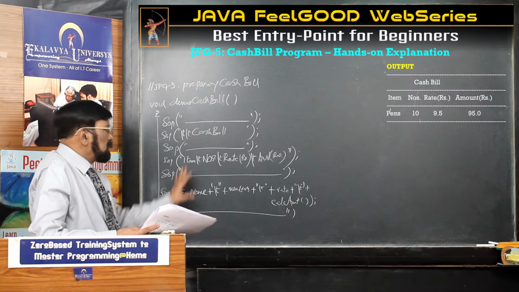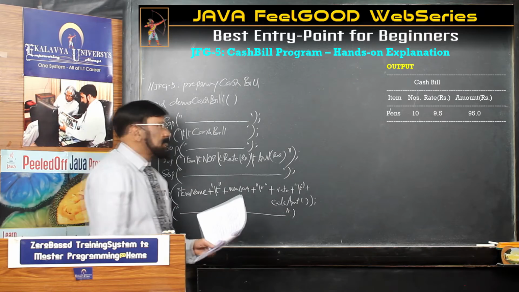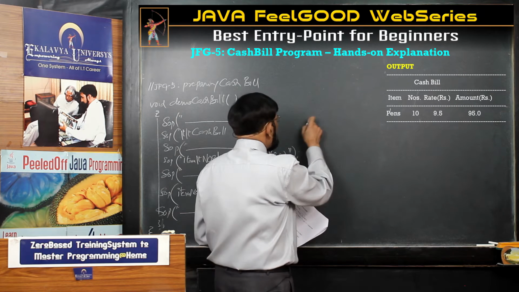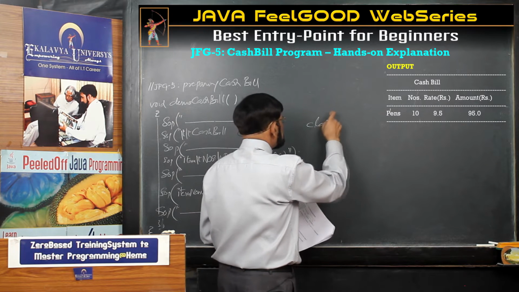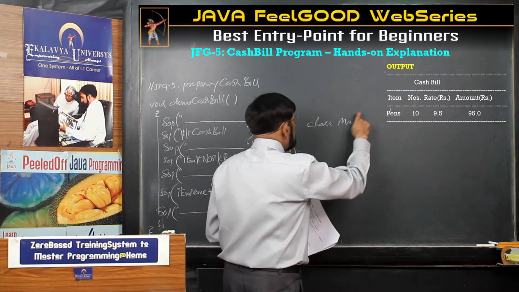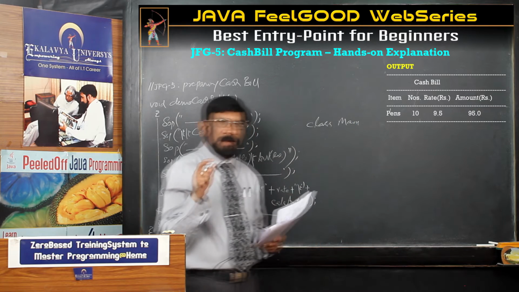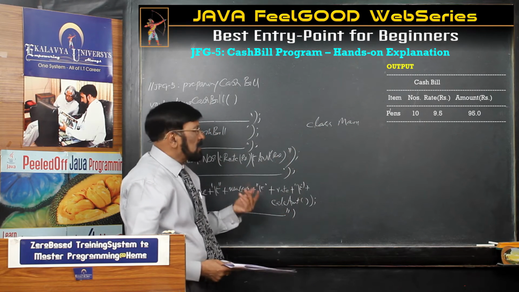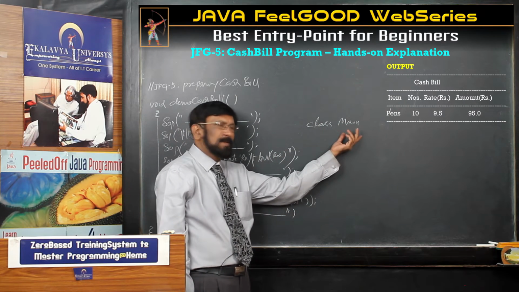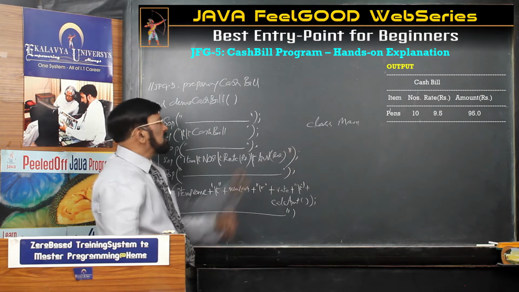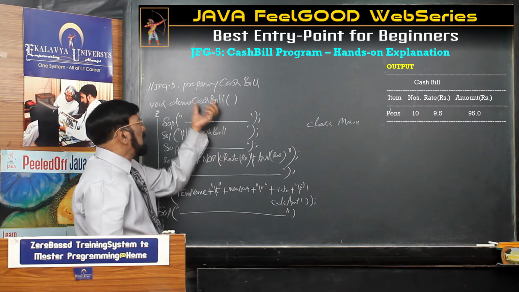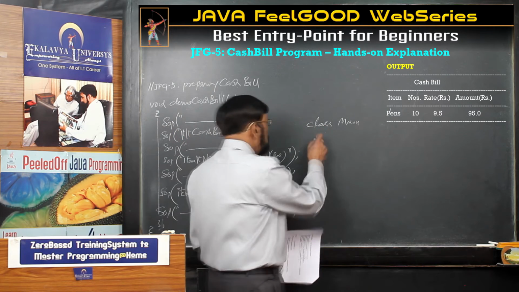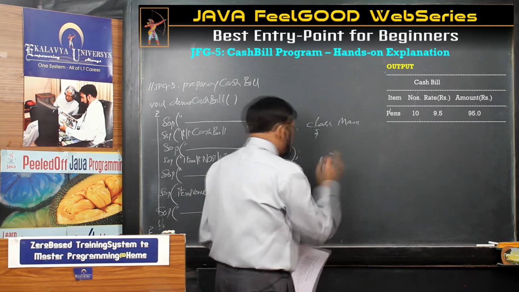So in this way, we have written the blueprint class. Thereafter, what we have to write? We have to write the main class. So what name do you give? Class main. If you are using the GDB compiler, just write main only. If you use another compiler, then also you can use main, because in this only the main function you are defining. Otherwise, what name is appropriate? CashBillDemo is appropriate. Now the main class.